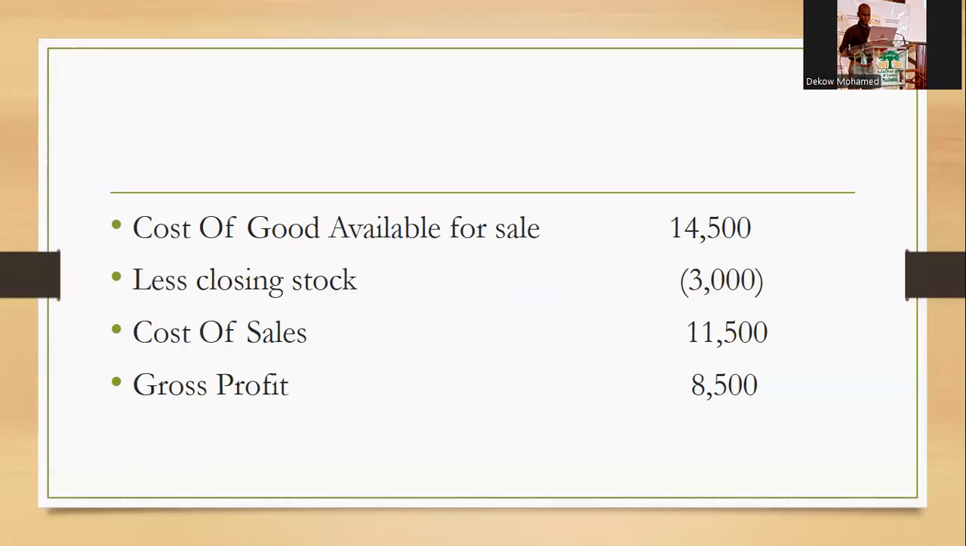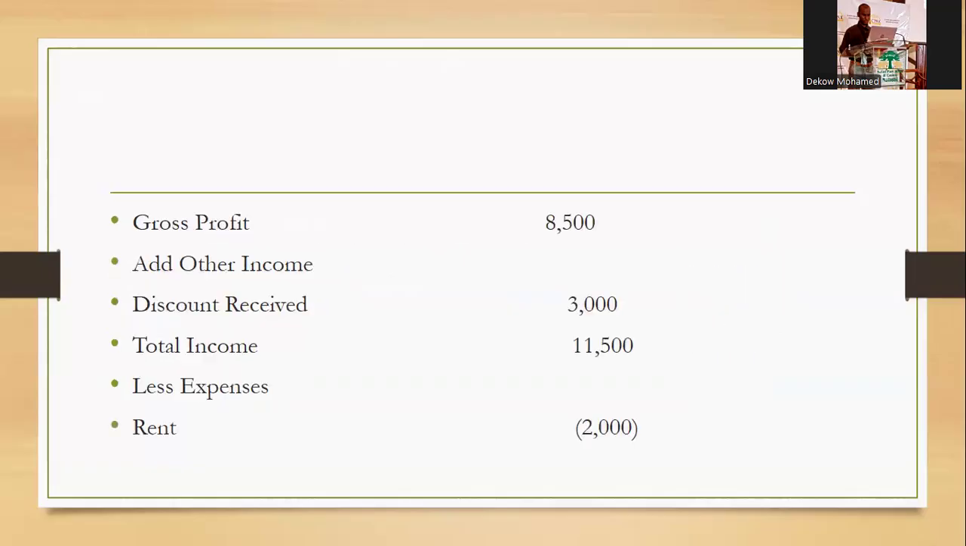Now, we already have the cost of sale as 11,500. And remember, our net sale was 20,000. Now we less that net sale of 20,000 from this cost of sale as 11,500. We are going to get a gross profit of 8,500. Now, from this gross profit of 8,500, we're going to add the other incomes. We only have one income, which is the discount received of 3,000. That will get us the total income as 11,500.